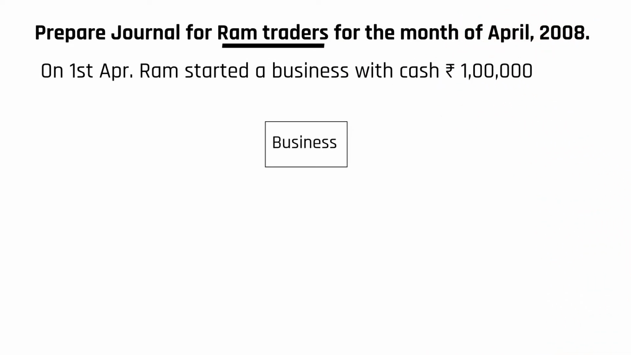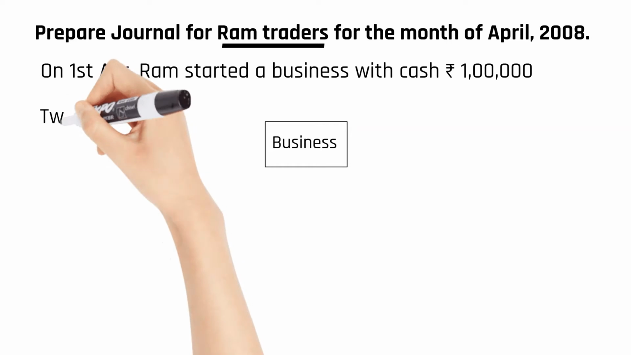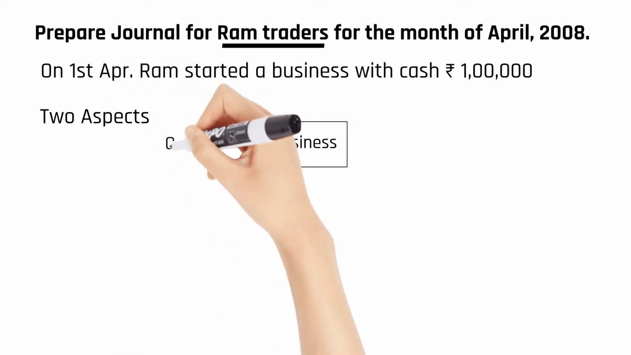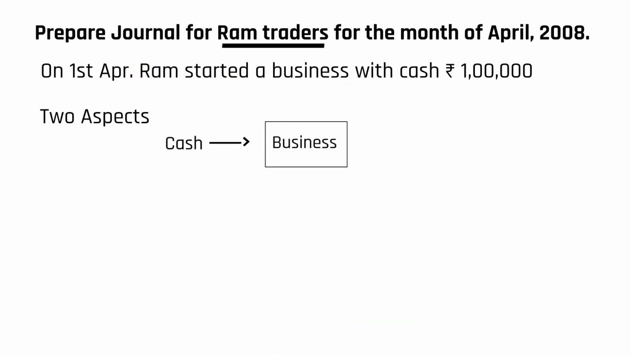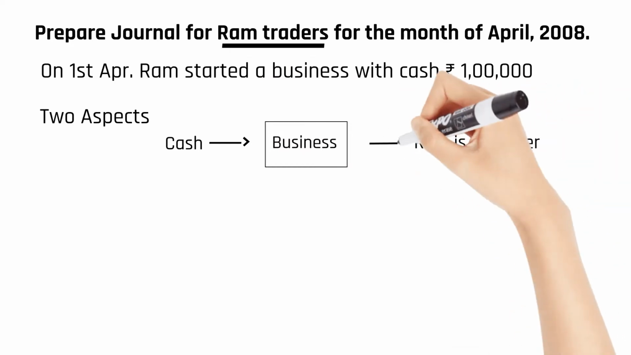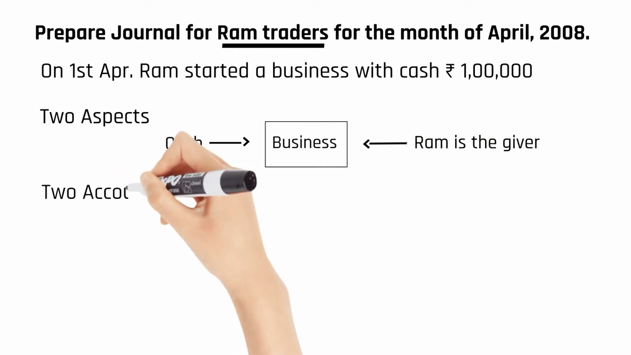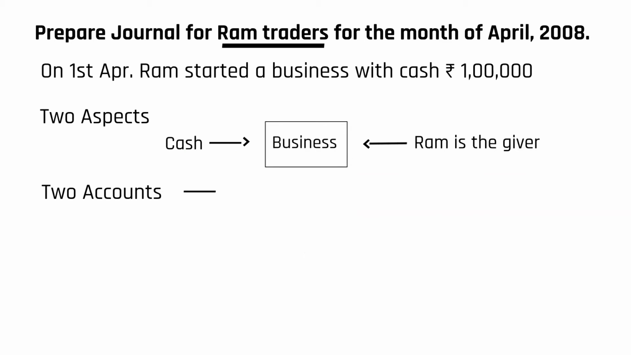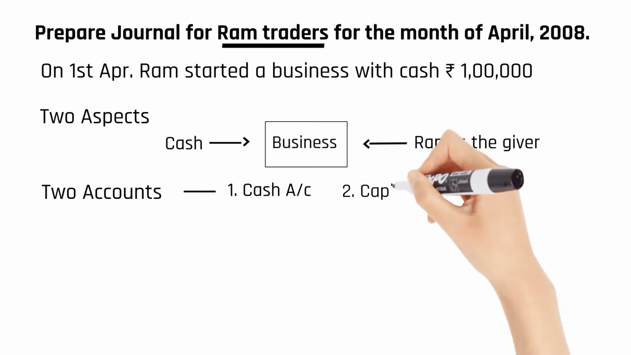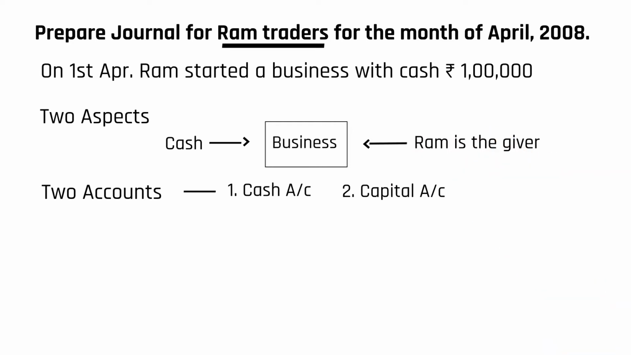For recording any transaction, we should first find out 2 aspects of it. Here, one aspect is cash is coming into the business, and the second one is Ram is giving this money. After getting the aspects, we get the 2 accounts affected by it. Here one is cash account and the other is Ram's account, who is the giver. But as Ram is the owner of the business, his account in the business is known as Ram's capital account. So the 2 accounts affected are cash account and capital account.